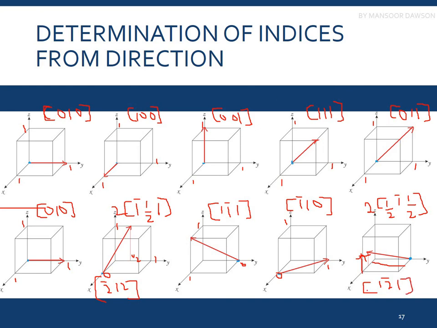So this is how we write the indices from a given direction. We have to, first of all, find out where the origin is, which axis the origin has shifted to, so that we can get an idea of where the negative index is, and then we can find out the correct values for the index.